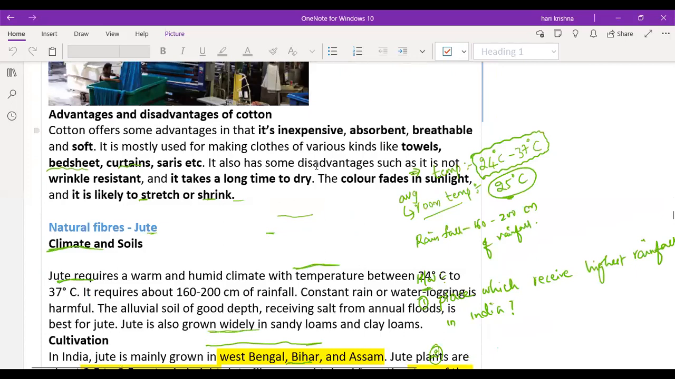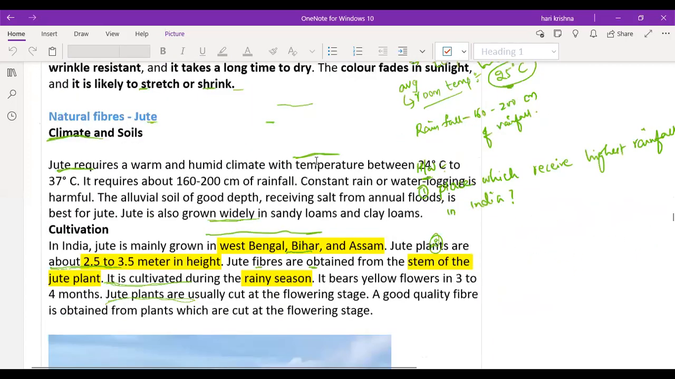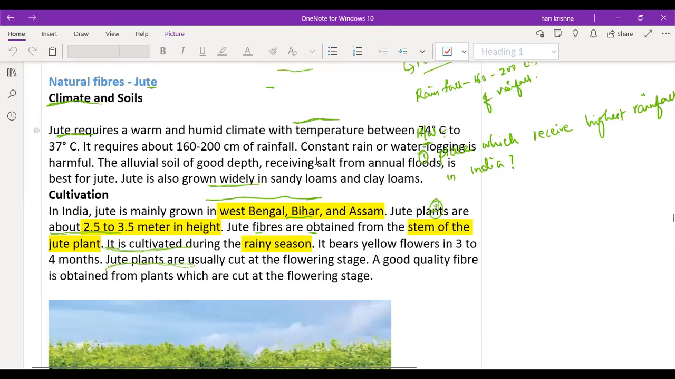So today we'll start with the jute fiber. Jute is also one of the important natural fibers, which is mostly used in the preparation of gunny bags and carpets and all. So first, what is the climatic condition for the jute fiber? Generally, jute requires a warm and humid climate with a normal temperature of 24 degrees to 34 degrees Celsius.